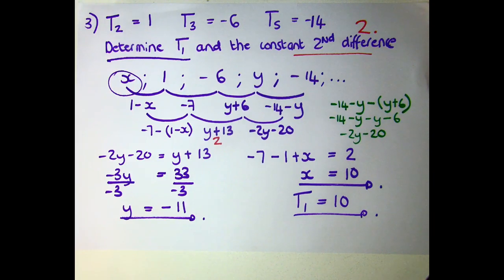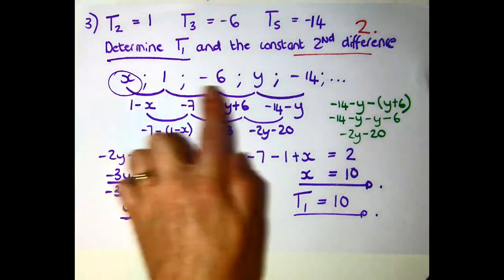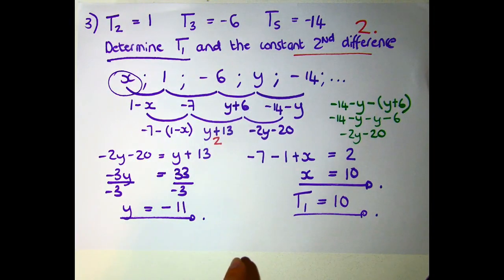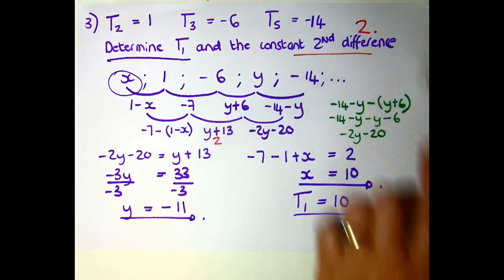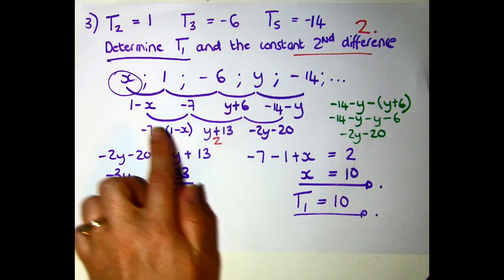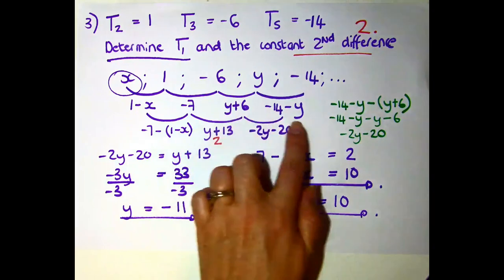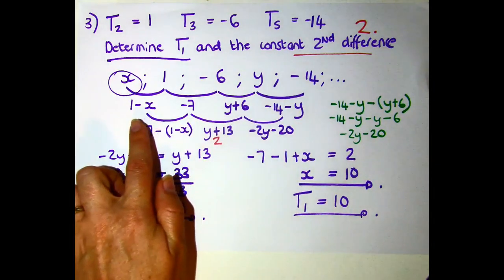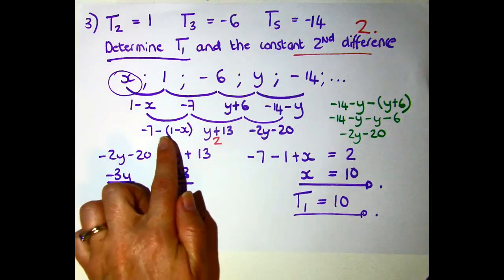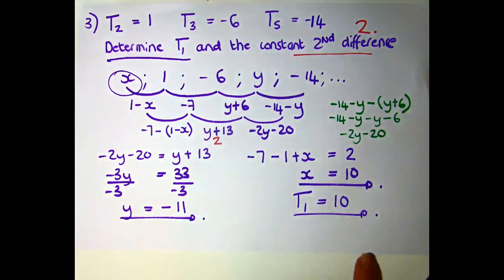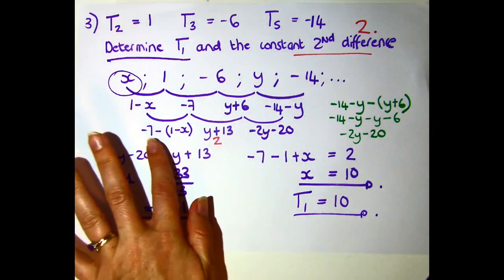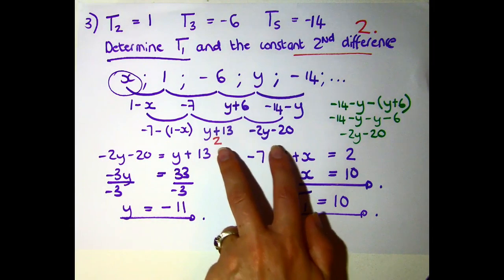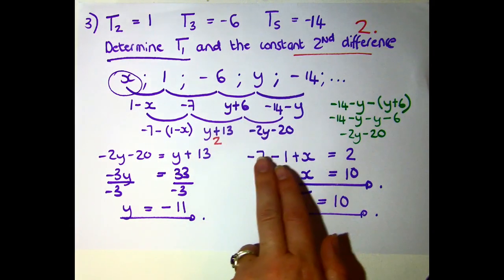Here is an example where two of the terms in the sequence are not given, and so we called them x and y. We were not told to do that, but it really did help. We had to find out what T1 was, and they wanted the second difference. So we again found the first differences, which were all in terms of x and y, and then we knew that the second differences were equal. Same story as the previous example. These both had y's in them, this had an x in it, so we equated these and solved for y.